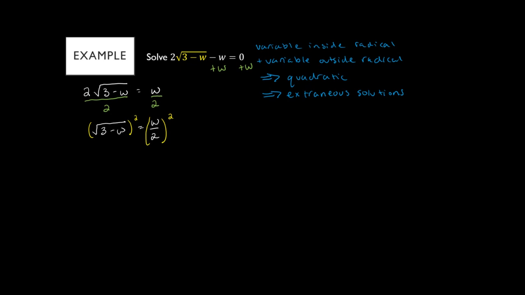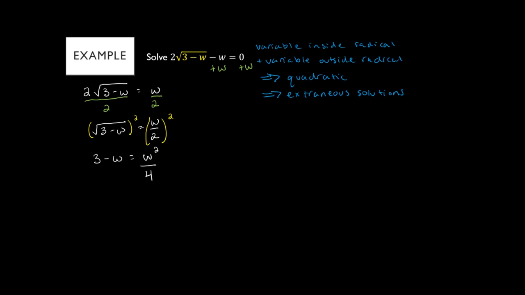And that will cancel the square root on the left. So we're left with 3 minus w. But on the right, this is why we have to go back to the rules of exponents. We square the w, so we get w squared, and you square the 2, so you get 4. So we end up with 3 minus w equals w squared over 4. And see, this is where the quadratic comes from, because we had to square both sides, and we ended up having to square that w.